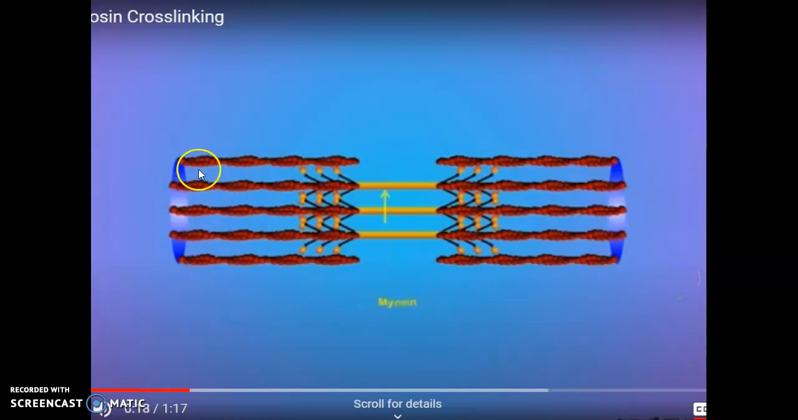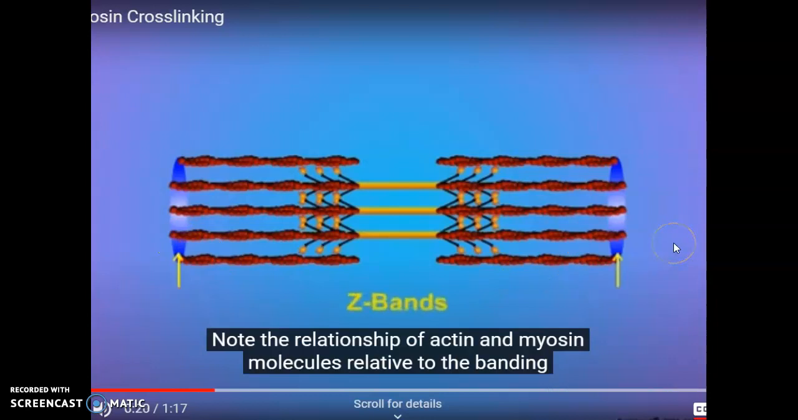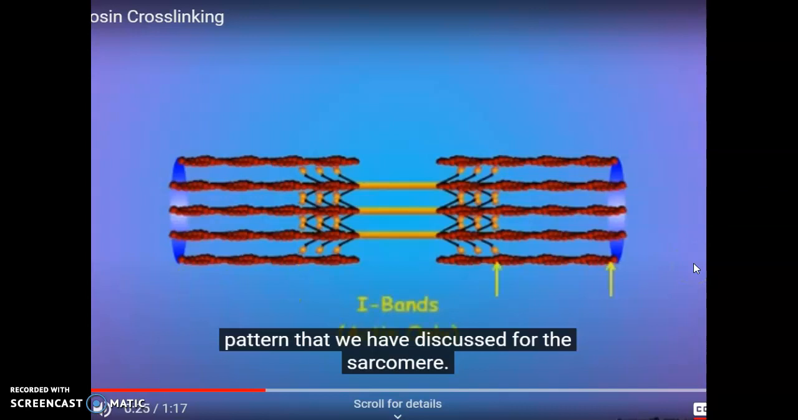The blue things here are the Z lines. Note the relationship of actin and myosin molecules relative to the banding pattern that we have discussed for the sarcomere.